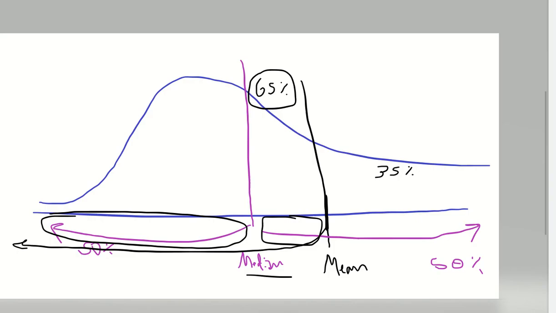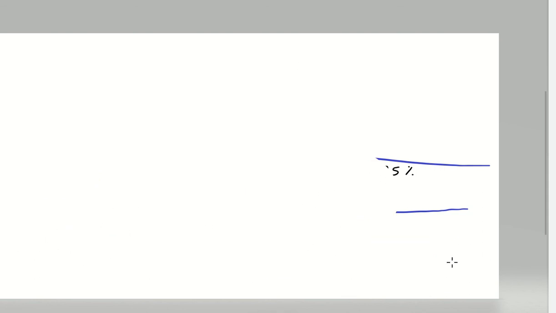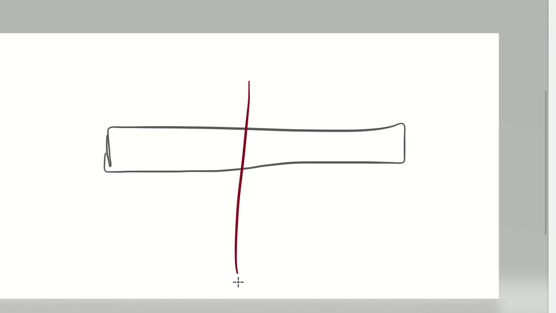So let's think about a data set, and I'm going to take a data set that looks something like this. Let's say this is a data set, and by now we know that the median comes right here and cuts the data into 50% and 50%. Okay, so this is the median.